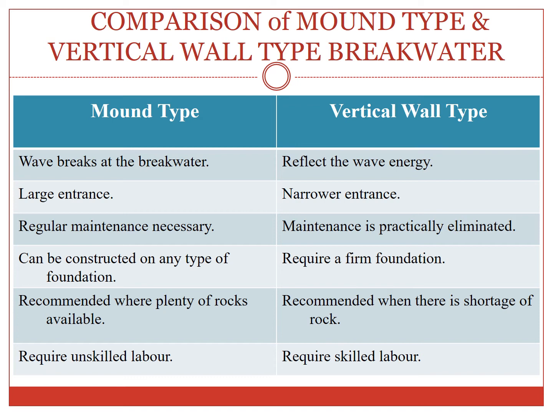So in a simple sense, what is the comparison between mound type and vertical type? In mound type, the wave breaks at the breakwater, but in vertical wall type, the wave energy reflects, it does not break. Mound type of breakwater is very feasible where we have large entrances, whereas vertical type of breakwater is required where there are narrow entrances. In mound type, regular maintenance is necessary. In vertical wall type, maintenance is practically eliminated.